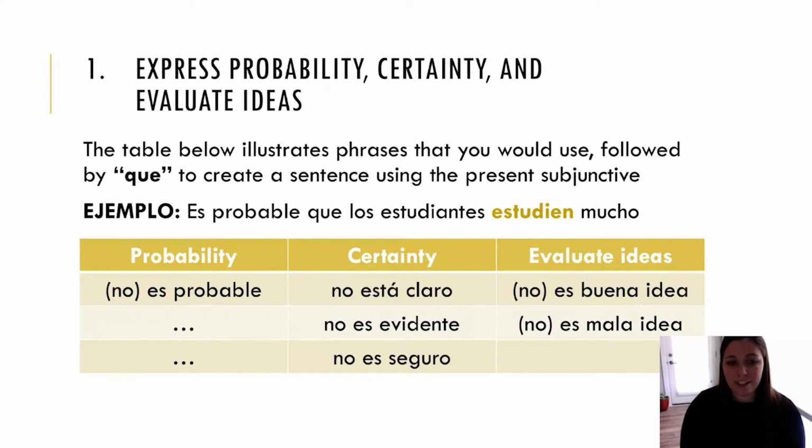Es probable is not quite a subject, so that could be kind of hard, but just know that when you have phrases like that are on this slide, they're known as impersonal phrases, and these are what are needed in this situation to form the subjunctive. So know that you need one of these phrases, que, and then your subject with the verb.